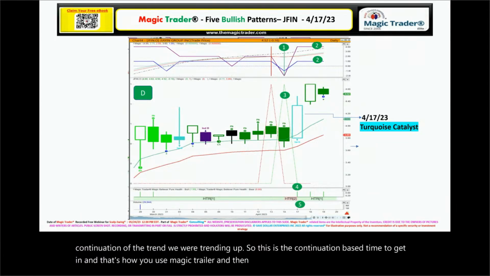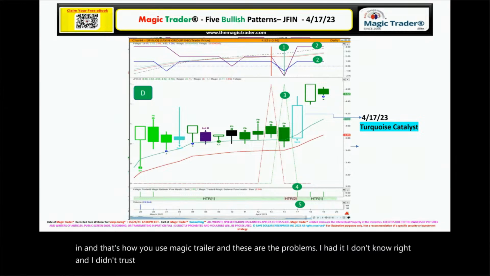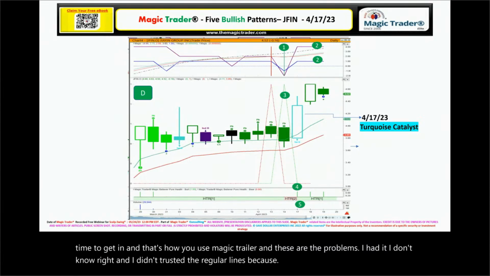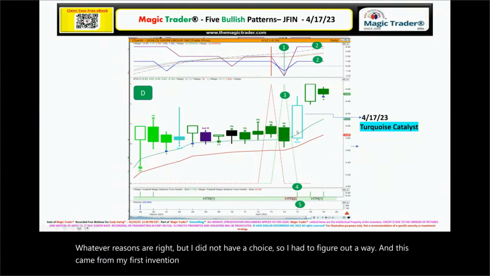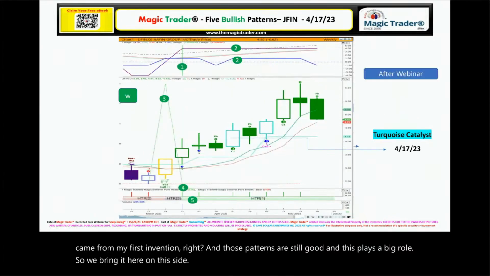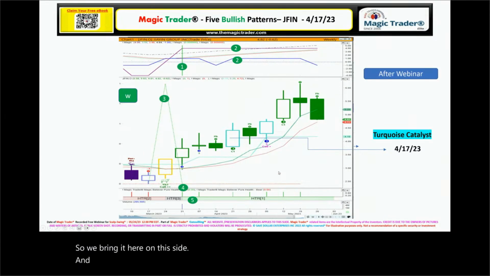And these are the problems I had. I didn't trust the regular lines, for whatever reasons, right? But I did not have a choice. So I had to figure out a way. And this came from my first invention, right? And those patterns are still good. And this plays a big role. So we bring it here on this side. And I had to declare my pattern so they don't get me in trouble with prior art kind of things. It's complicated. They are rare patterns.